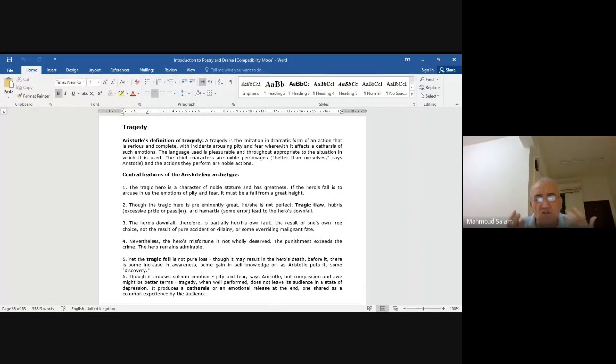Number 3, we say the hero's downfall, therefore, is partially his or her own fault. So you fall because of your mistake. It's your own fault, the result of one's own free choice. We shall see that again when we talk about King Oedipus. People say, well, doctor, this is fate, this is destiny. When you are fated, you can't do anything.